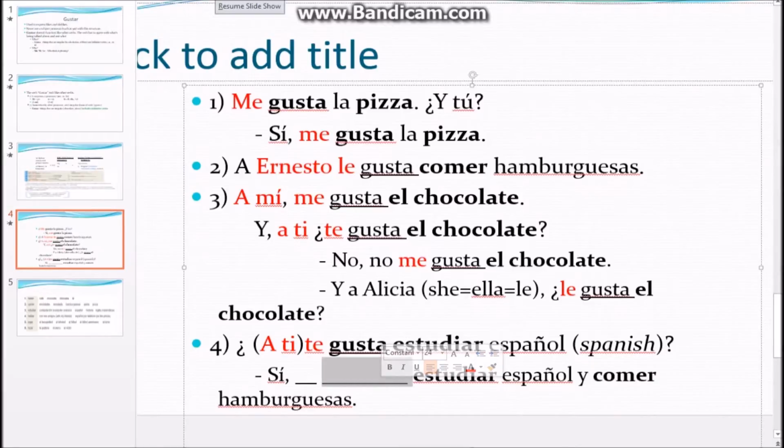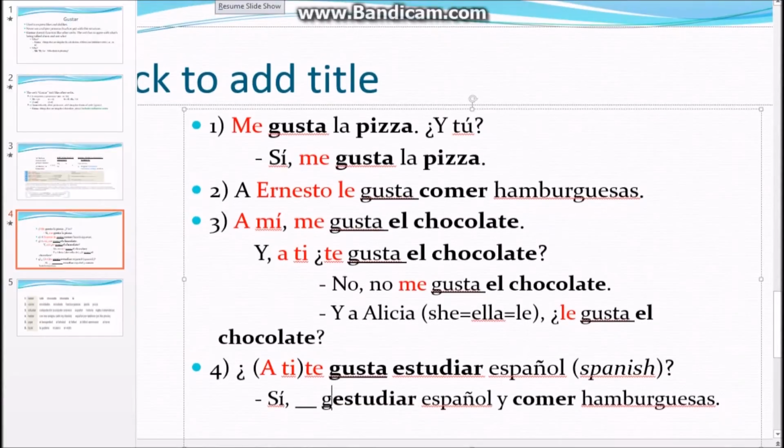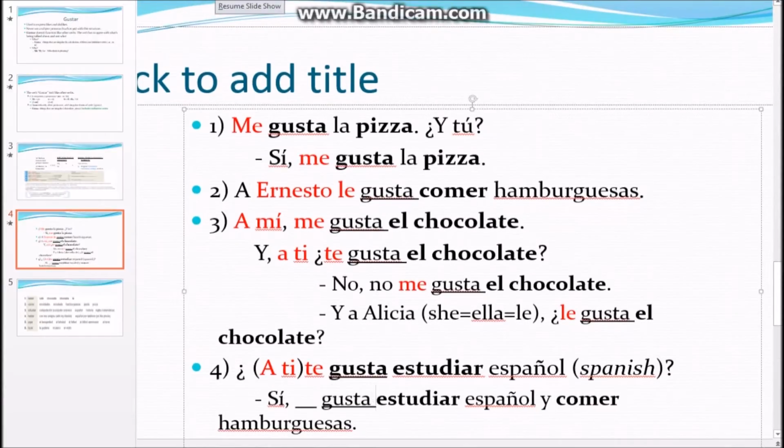We need a what. We found our what, studying Spanish, eating burgers. We need a form of gustar that will reflect that. What do we change it to? Gusta. Okay. So then, studying Spanish and eating burgers are pleasing to whom? This is where we need our pronoun, me, te, or le. In this one, we're not prompted by "it" like in the question in number 4, or "a mí" like in number 3. We don't see a name like in number 2, "a Ernesto," or in the last one, number 3, "a Alicia."